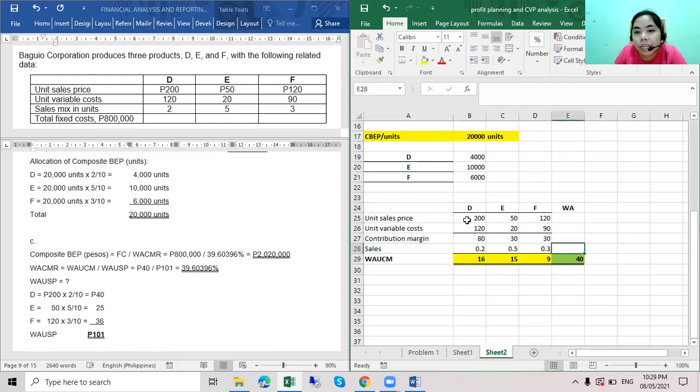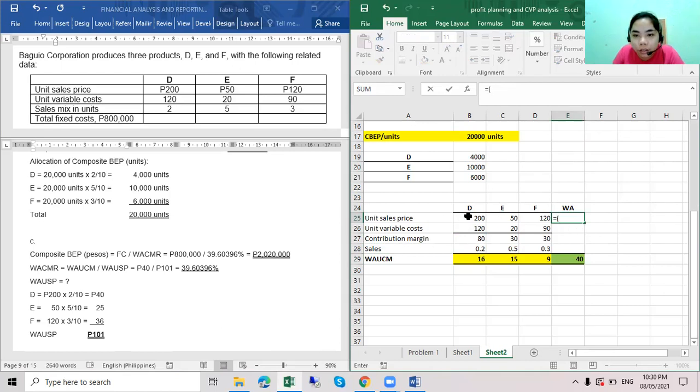Hindi man pwede nga ini wala naka ratio. So we have to convert our unit selling price in which gina-reflect ya ang sales mix. Okay? So, isang ko lang ka formula.